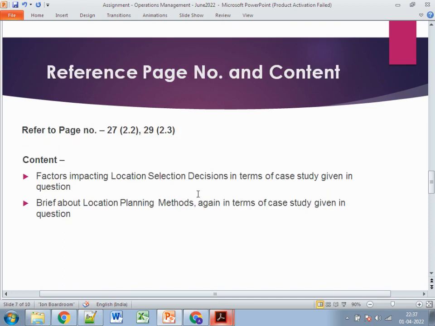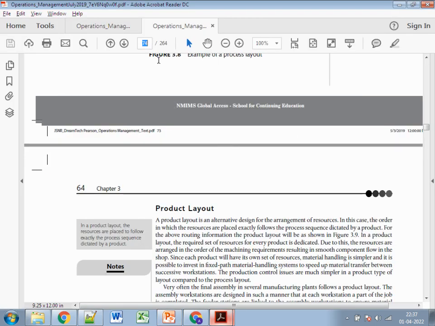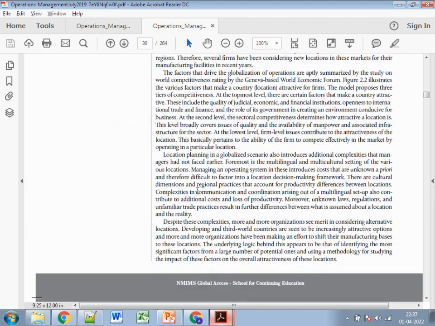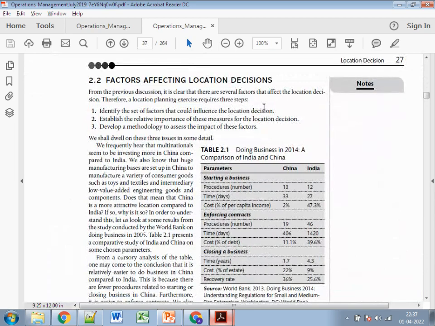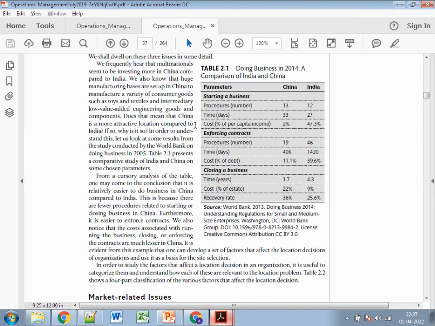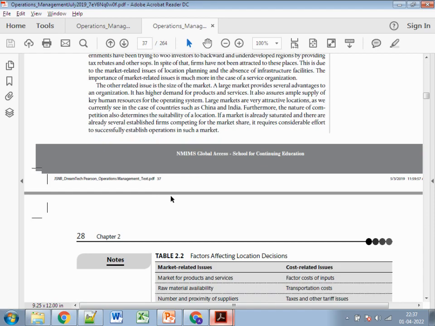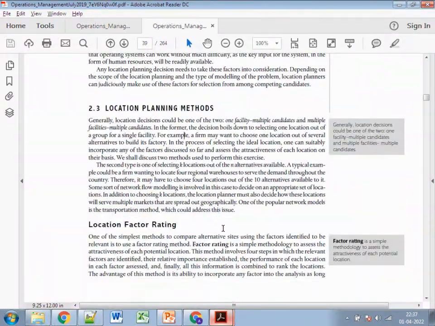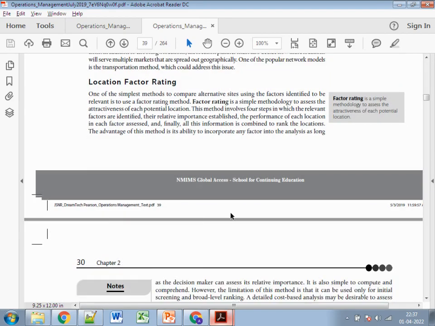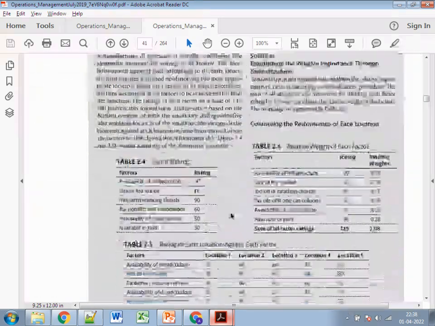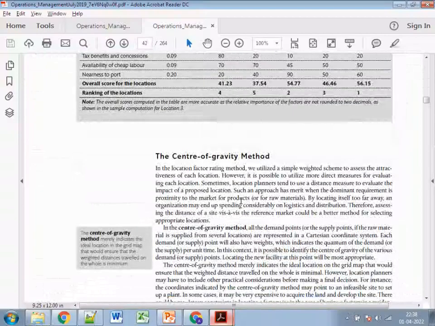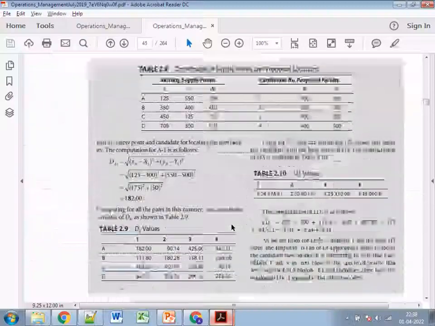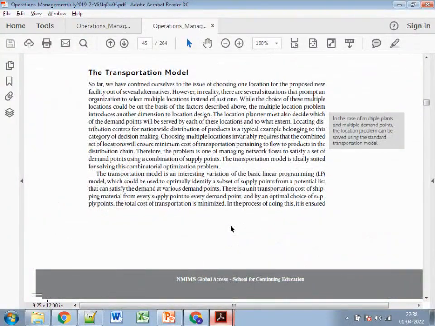So if you see page number 27 and 29, I think it's page number 27. Okay, so it's about the factors affecting location decisions. This is a very short one, and after that, going to page number 29, it's the location planning methods. First is location factor rating. The second topic is the center of gravity method. Then the next part is the load distance method, and the last one is the transportation model.